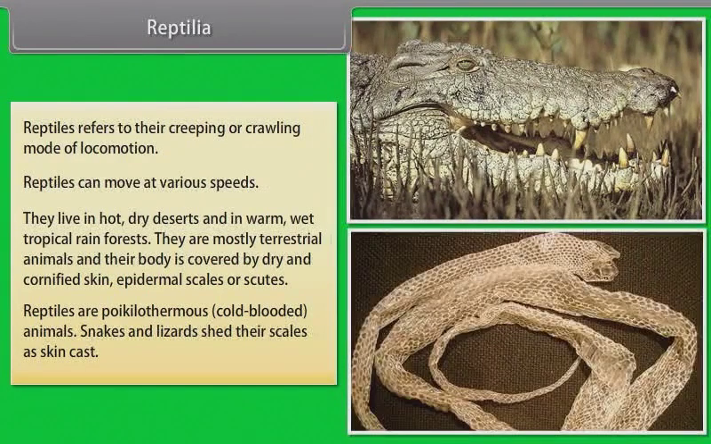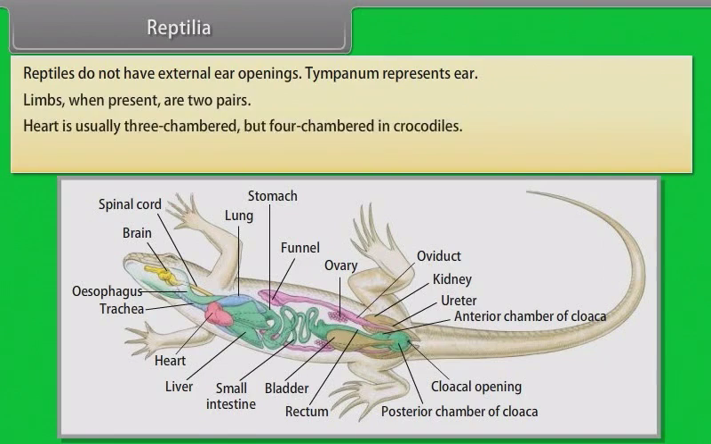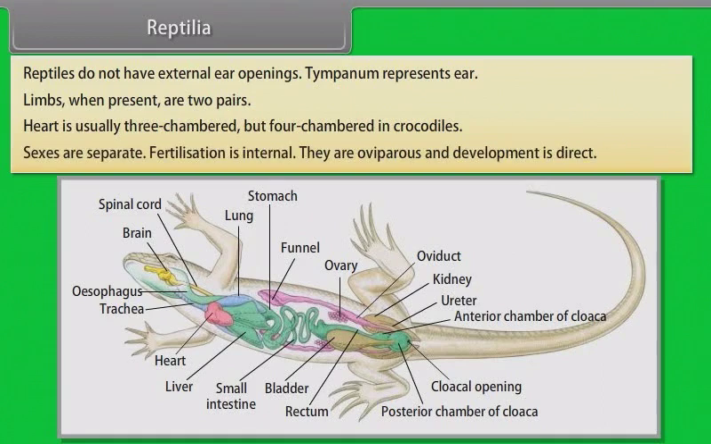Snakes and lizards shed their scales as skin cast. Reptiles do not have external ear openings. Tympanum represents ear. Limbs, when present, are 2 pairs. Heart is usually 3-chambered, but 4-chambered in crocodiles. Sexes are separate. Fertilization is internal. They are oviparous and development is direct.